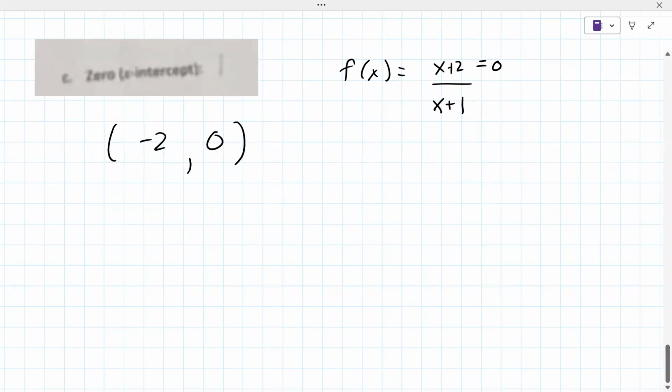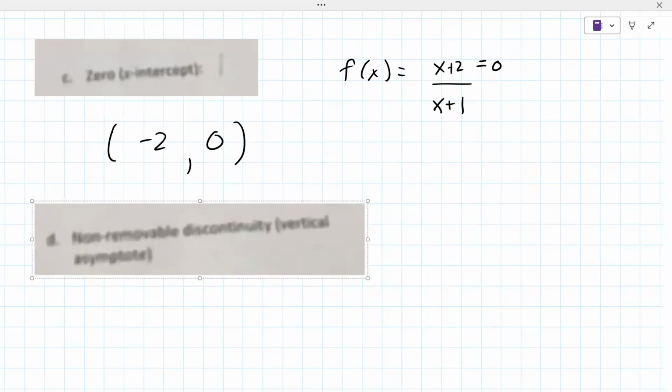Okay. Very good. And then you've actually already done B, which is the vertical asymptote. Let me snip that in. You can tell me that one more time. Make sure you give it to me as an equation. The vertical asymptote, X equals -1.